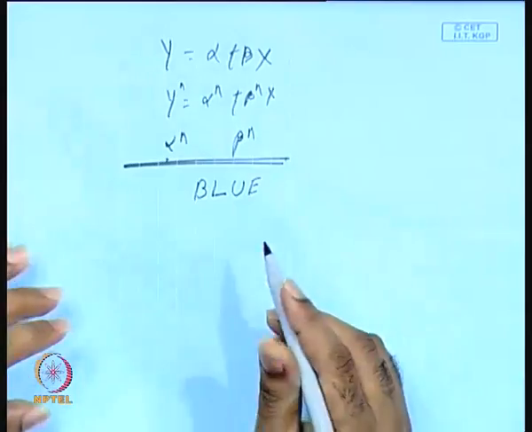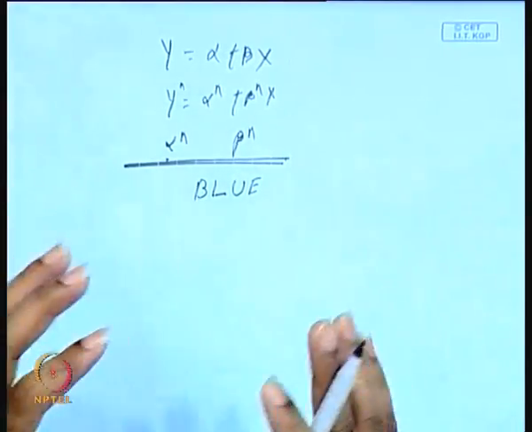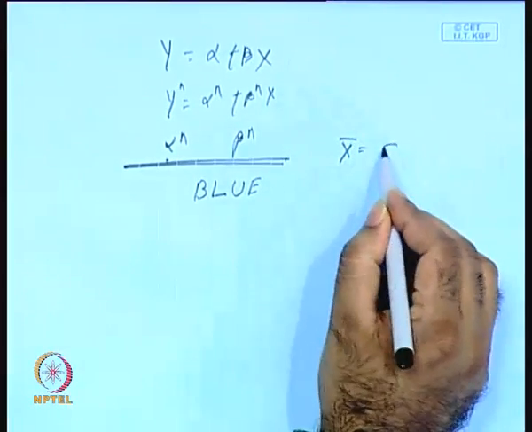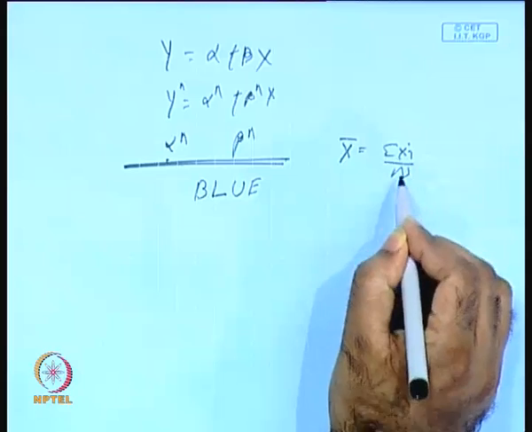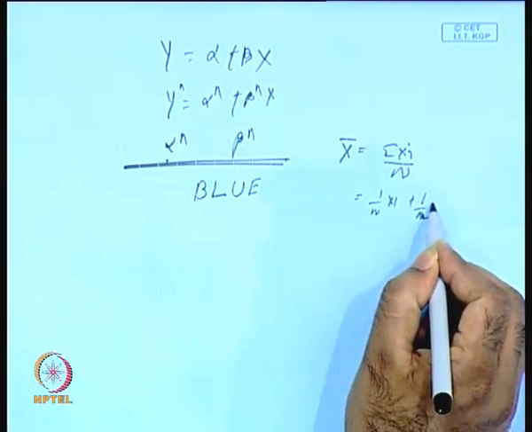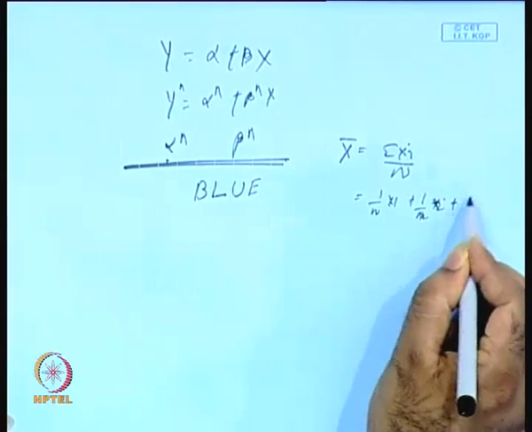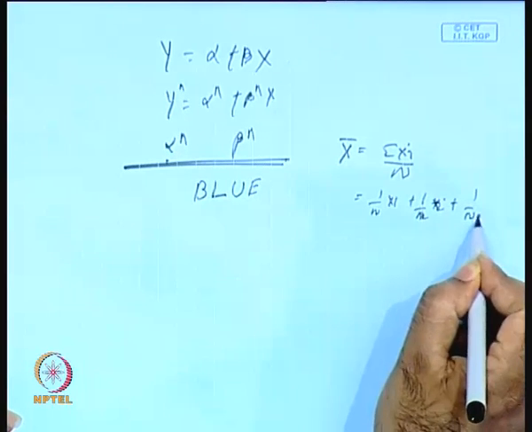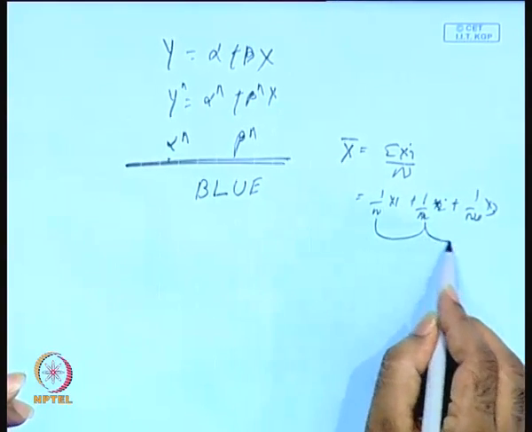Now, what is linear? Linear means a linear combination of variables. For instance, x bar is nothing but summation x i divided by n, that is, 1 by n into x 1 plus 1 by n into x 2 plus 1 by n into x 3, and so on. So these are all linear combinations of x. What I want to say is that the estimators alpha hat and beta hat should be linear in nature, so that the theorem can be meaningful.